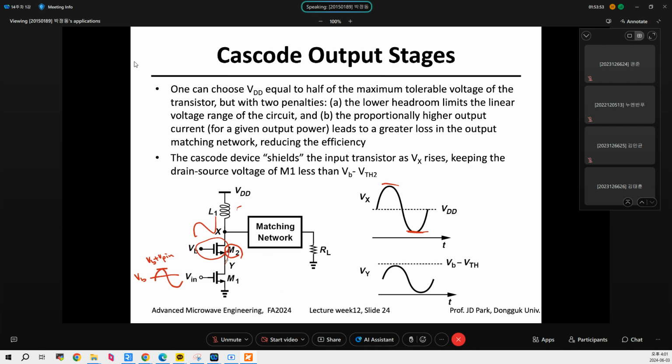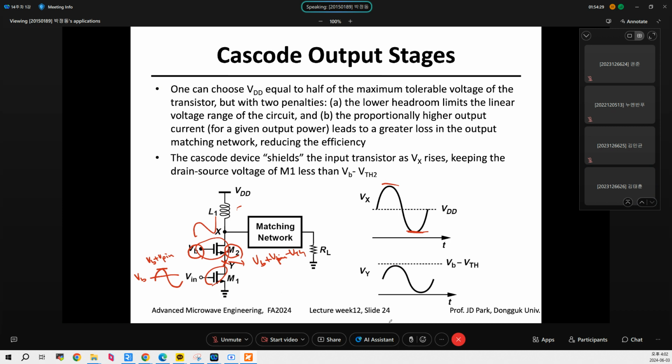Then this voltage VB should not be higher than this, right? VP in minus V threshold. Otherwise, this goes into triode, right? We don't want that. So the swing must be very limited, right? This swing is also limited by this VB. So let's take a look step by step, okay?